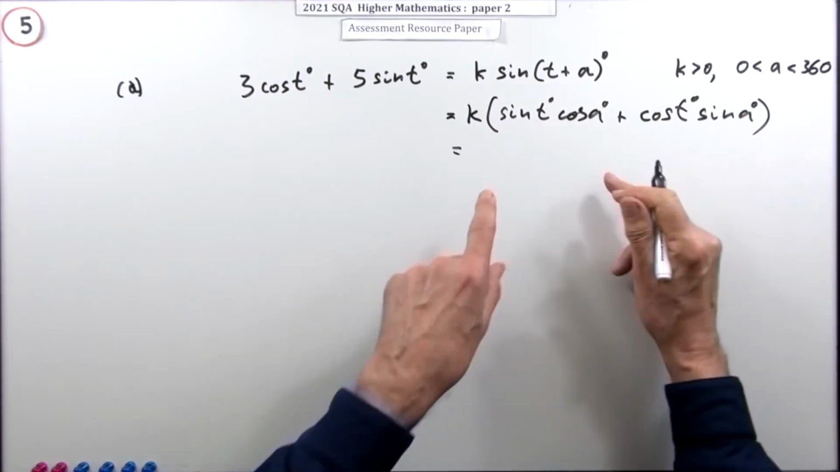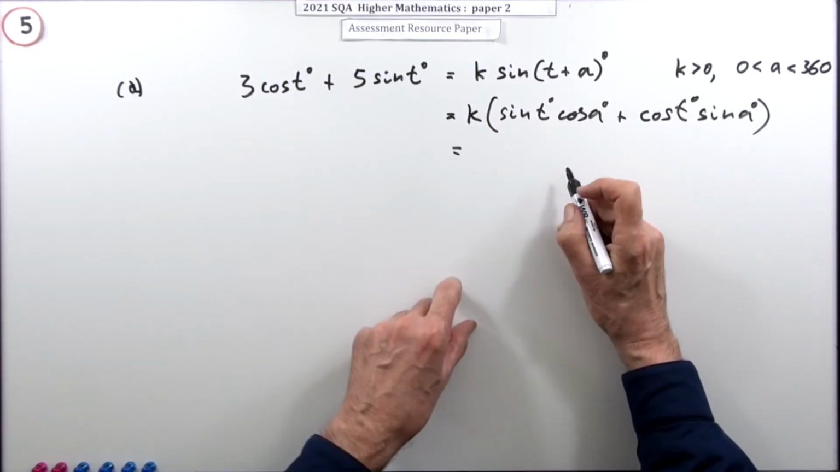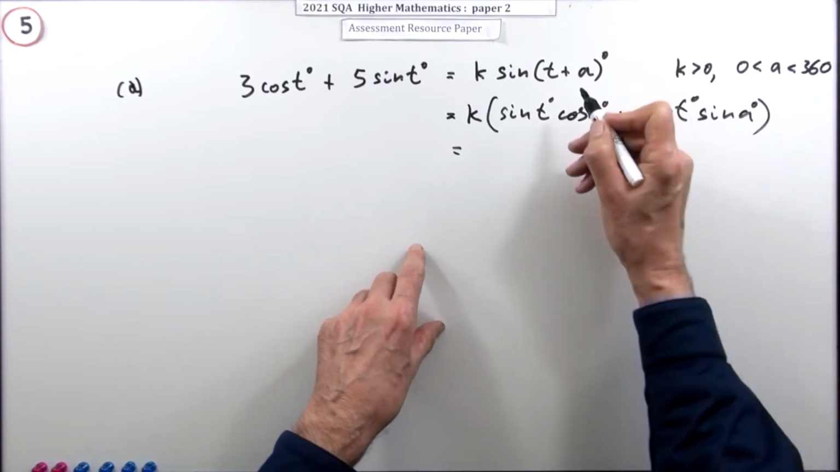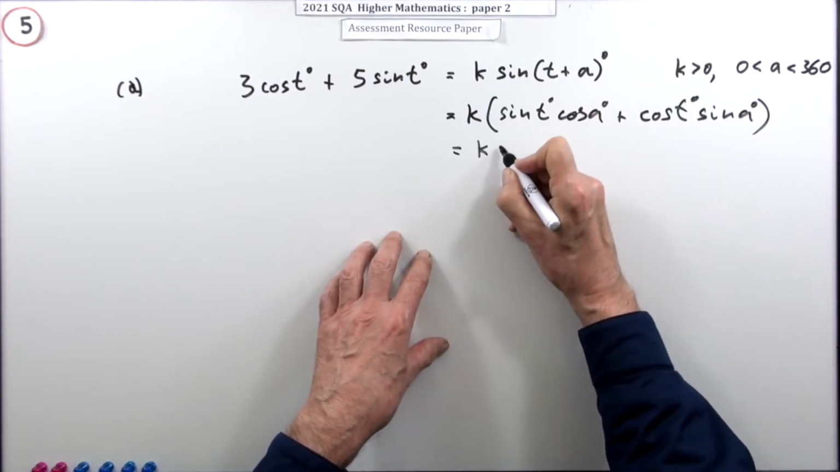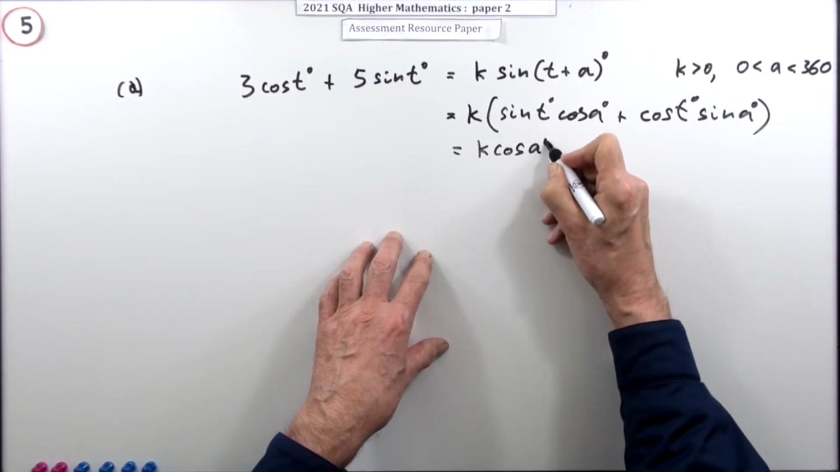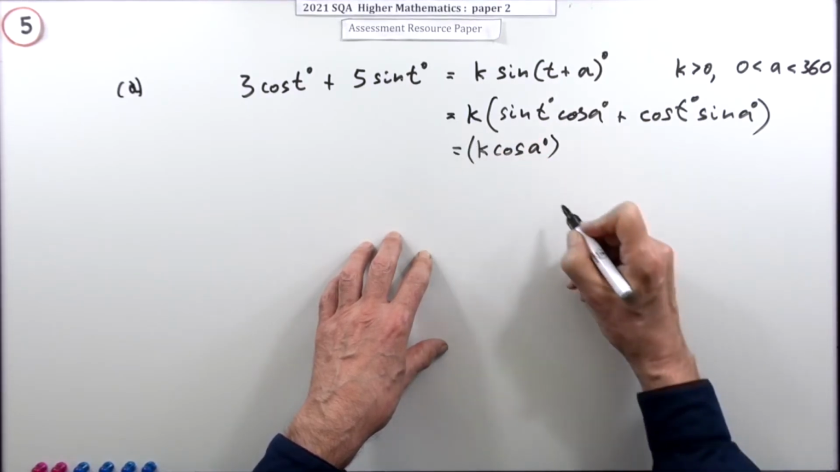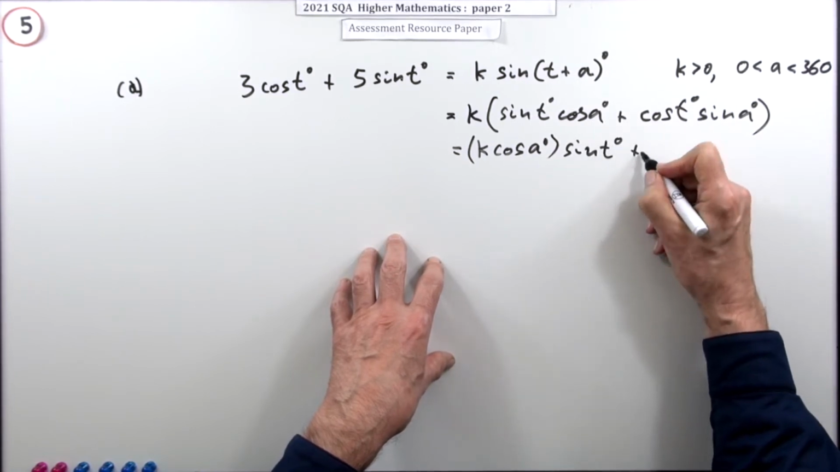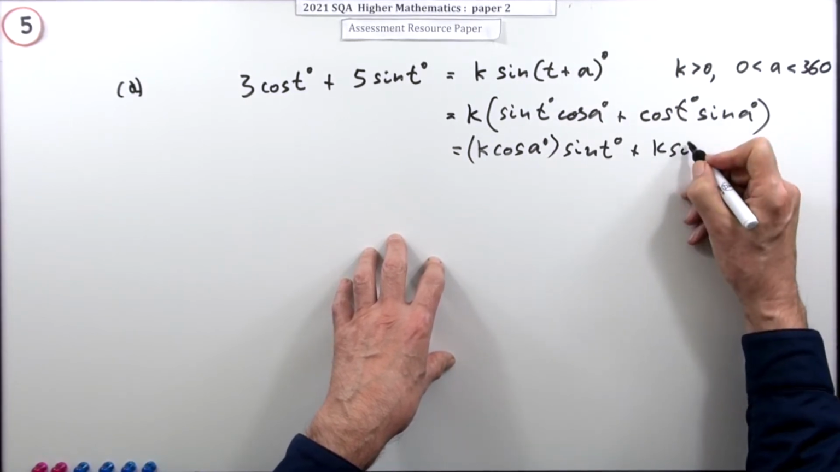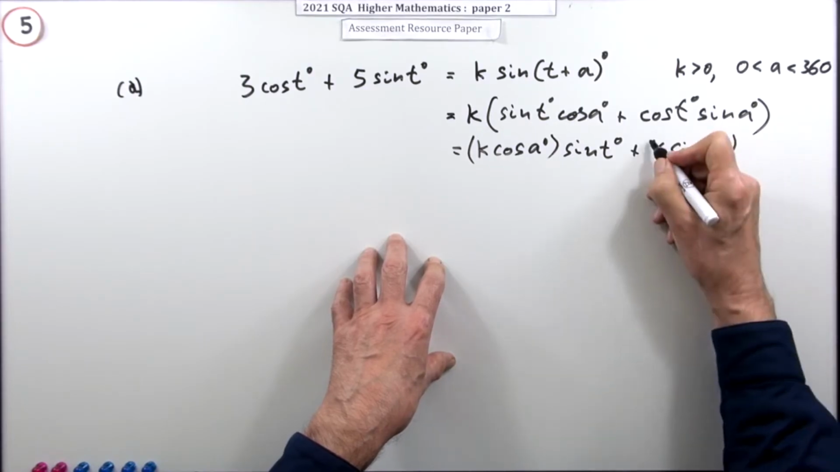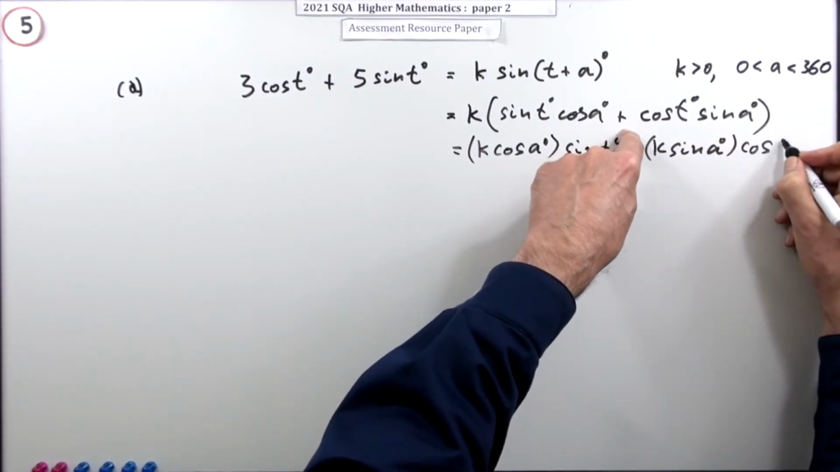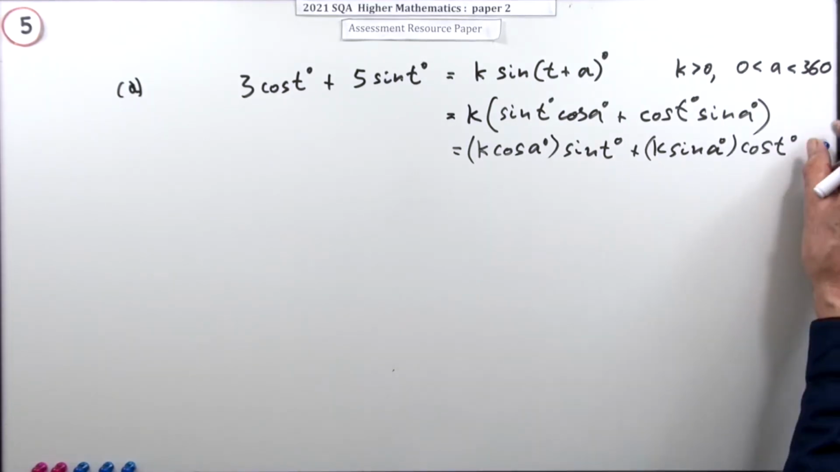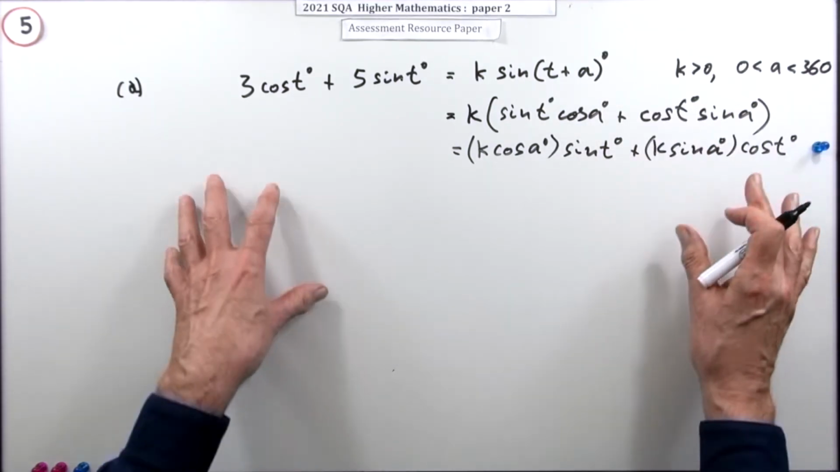I'm just doing it that way so I can now rearrange it to look like this. So t is the variable, A is not, A is this fixed value you're trying to find. So I'm going to keep that out, so k cos A, in fact I'll even put it in a bracket for emphasis, is the coefficient of sine t, and k sine A is the coefficient of cos t. Now, getting that line, either in 2 steps or in 1, is the first mark.